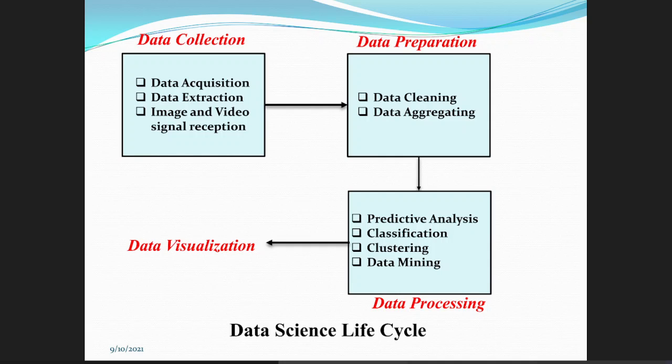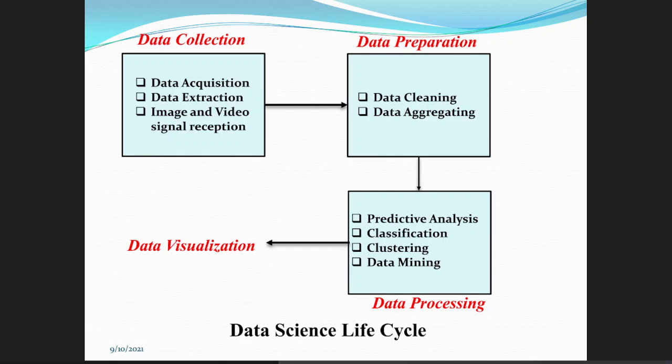For example, if we need to do prediction, then we can do the predictions. If we need to do the classification, then we can do the classification, clustering, data mining, or nothing else. We are simply extracting knowledge from the data. So different set of algorithms, artificial intelligence, machine learning, deep learning algorithms are there, which are basically extracting knowledge from the data, right? So that is basically data processing.